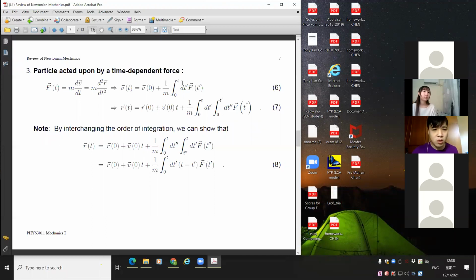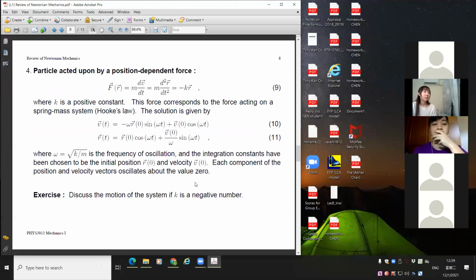You have a function of t here, am I right? Yes. And we have to integrate it once more, because the v is dr dt. So we integrate once more. That's why we use the dummy variable t prime. That's just a variable. Okay, I thought t prime meant differentiating t. Okay. Now, a particle acted upon by a position-dependent force.